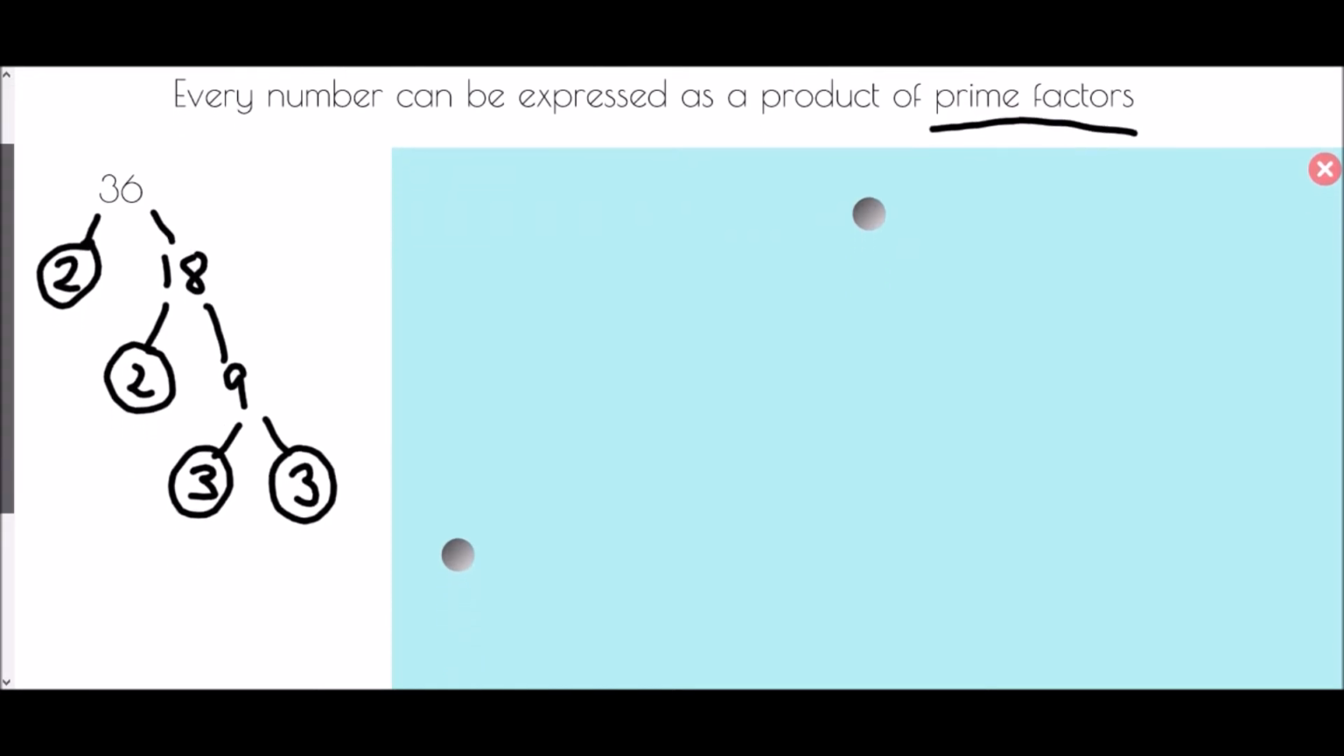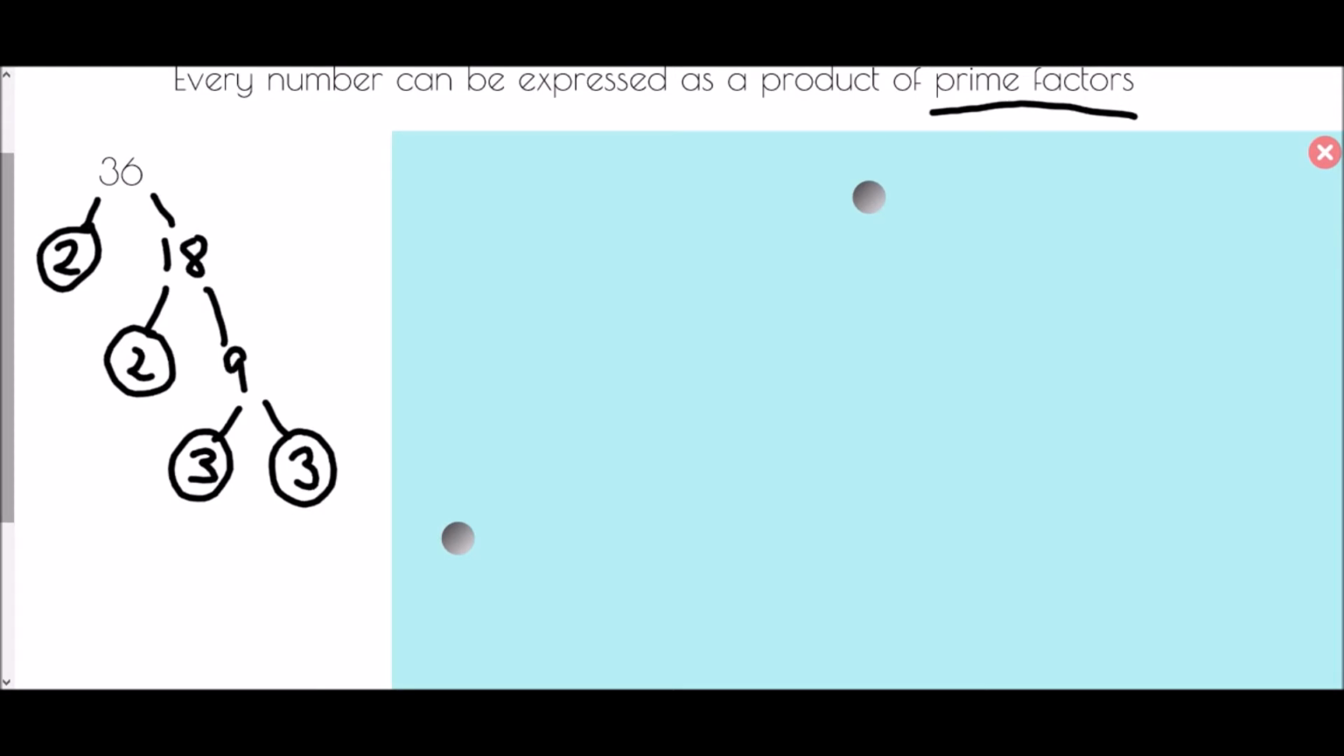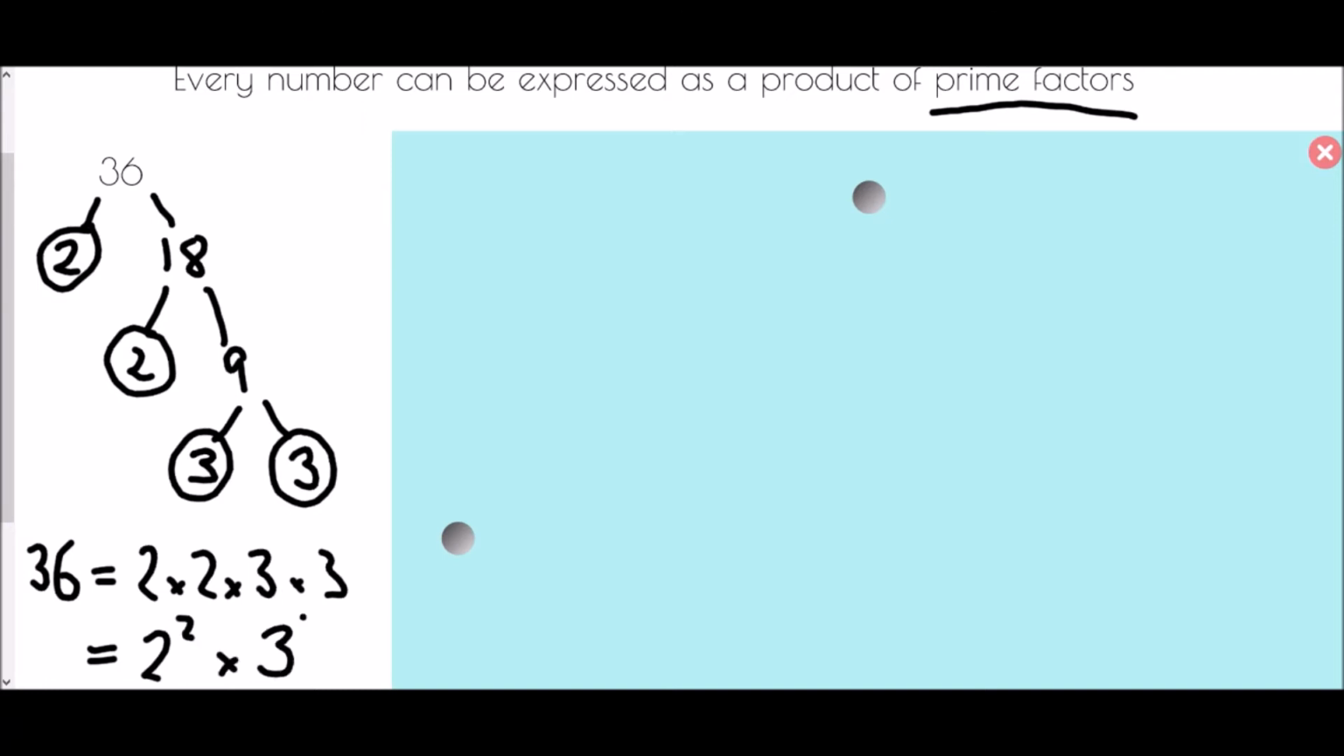Now, I said we could write the number as a product of primes. This is where the tree comes in. The number 36 can be written as a product of each of these prime factors that we've circled. It is 2 times 2 times 3 times 3. If you want to check that, 2 times 2 is 4. If you times that by 3, it's 12. If you times that by 3, it's 36. It works. Now, you may be asked in these situations to give your answer in index form. That just means if you've got more than one of any of the prime factors, you should use a power to show that. So 2 times 2 is 2 times by itself, so it's 2 squared. And 3 times 3 is 3 squared. 2 squared times 3 squared. That is the index form.